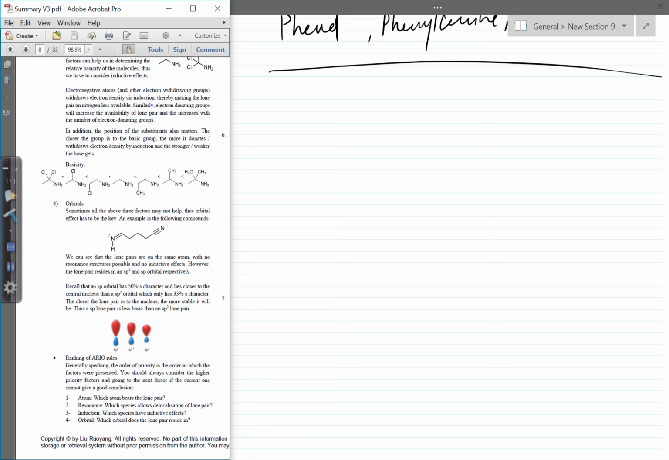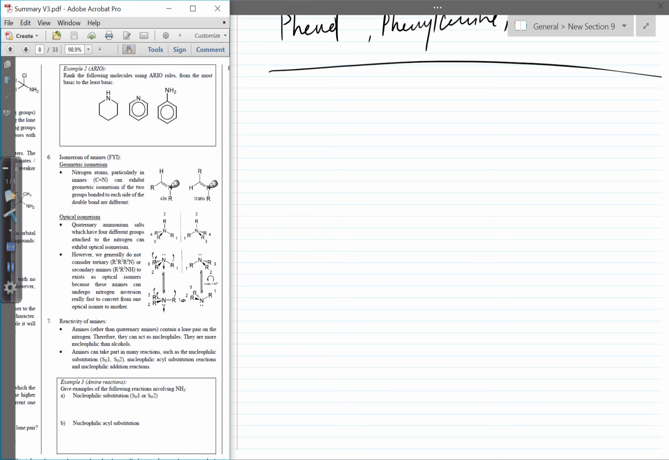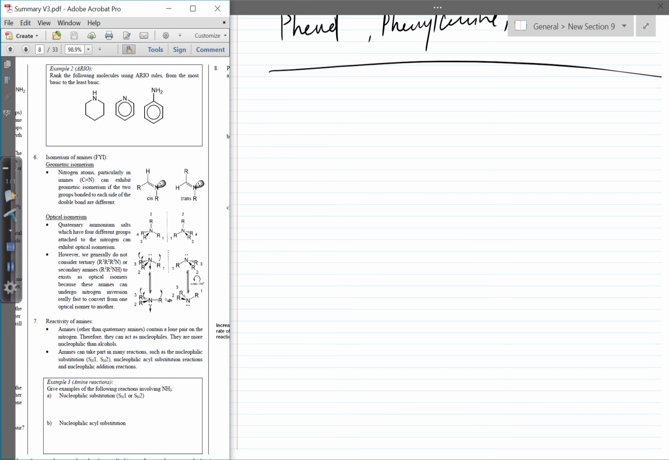Again, same idea. The ranking of the ARIO rule is just like its name, ARIO. Always consider the first one before you consider the second. Only if you cannot differentiate, then you consider the second. Okay, now we try this example.